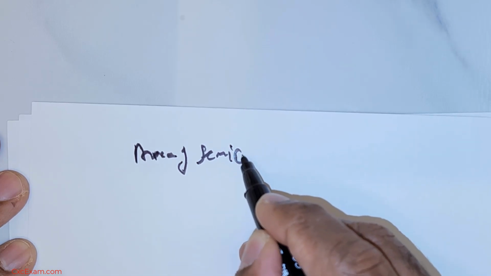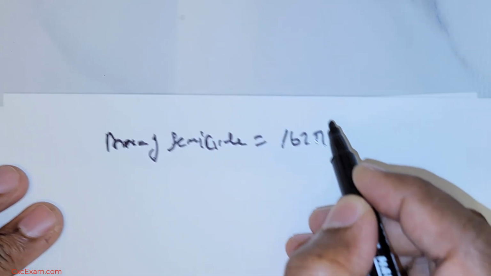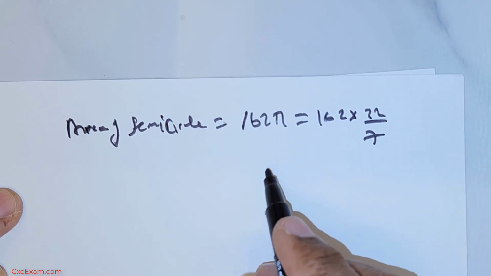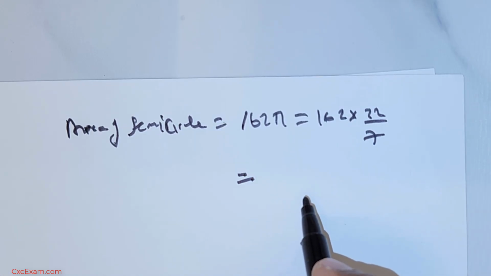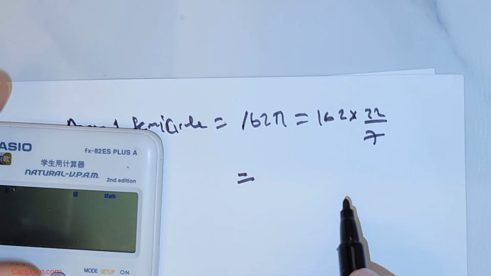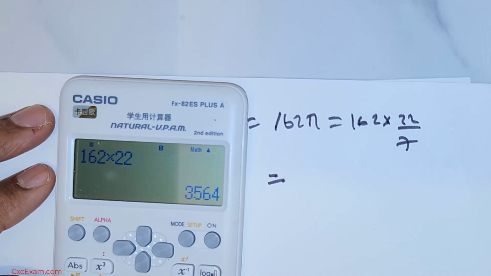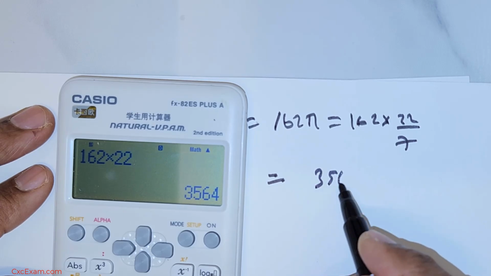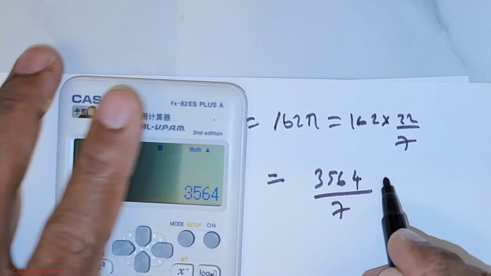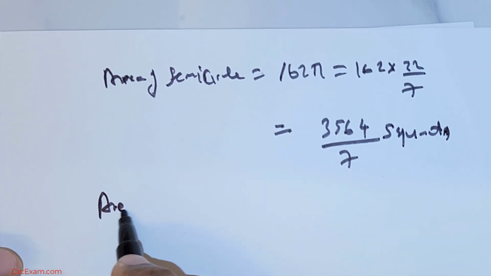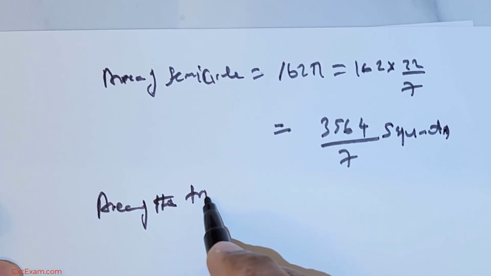Write it down. Area of semicircle is 162 pi, which can be rewritten as 162 times 22 over 7. Okay, now I can multiply 162 by 22. I get 3564. I'm not going to divide it by 7 now, so this is square units. Next, let me find out the area of the triangle.